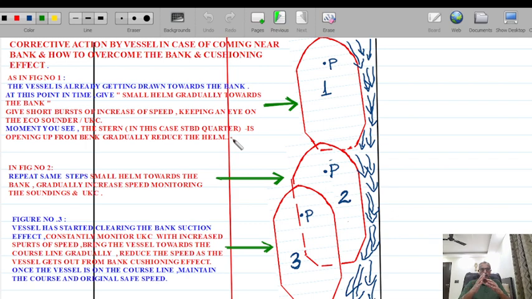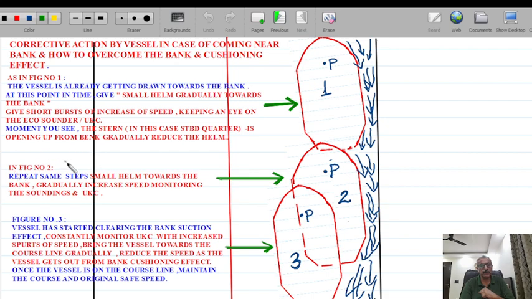So you have given a starboard stern thrust and starboard helm, and you've increased the speed, and you watch your distance from the bank visually as well, and with the radar or whatever you can, but visually is better. As you find that the stern is opening up, of course you increase the speed. You are also monitoring UKC and all that. Reduce the speed, reduce the helm. Gradually, you will find you will start shifting, as per figure number 2, towards the center of the channel.